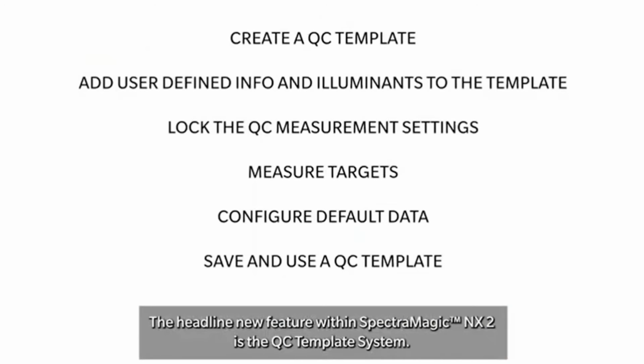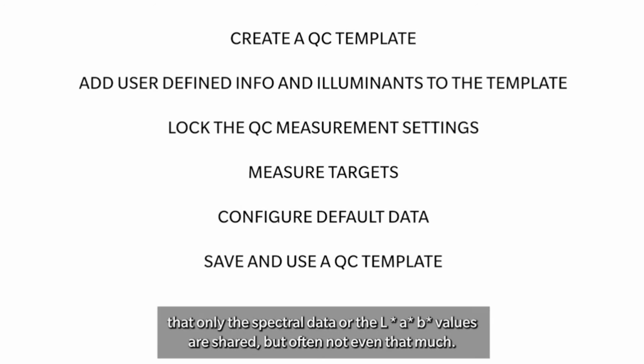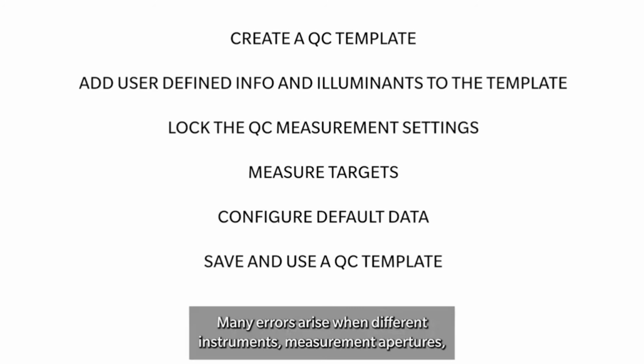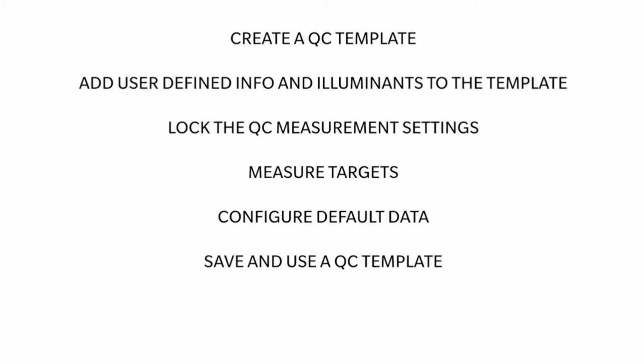The headline new feature within SpectraMagic NX2 is the QC template system. It's not uncommon when a target colour or colour standard is communicated, specified or shared with suppliers that only the spectral data or the L star, A star, B star values are shared, but often not even that much. Many errors arise when different instruments, measurement apertures or settings are used to measure samples against that target.